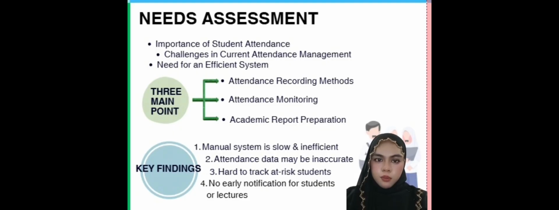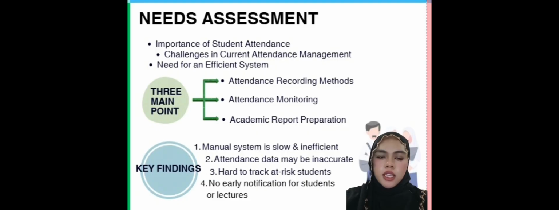Okay, for the three main points of the study, the first main point is the attendance recording method. This focuses on how lecturers record student attendance, whether manually or using an existing system. Manual recording often causes problems such as delayed updates and incorrect data. An effective recording method is important because it ensures attendance data is collected equally and can be used to identify students who frequently miss class.